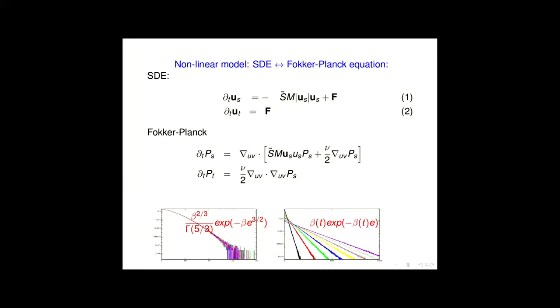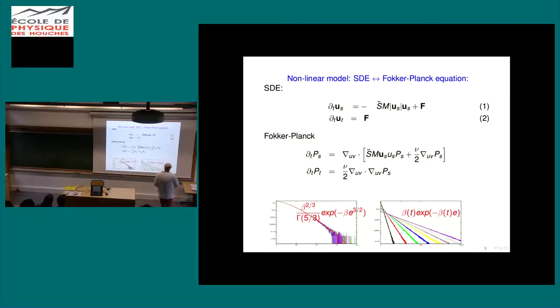And I could also do this for the nonlinear model, where you have this Fokker-Planck equation given here, and you can solve it. If you solve it, you find this, where E is now U squared plus V squared, and it's just an exponential of minus beta times E to the power of 3/2. And then there's a normalization factor which includes the gamma function.